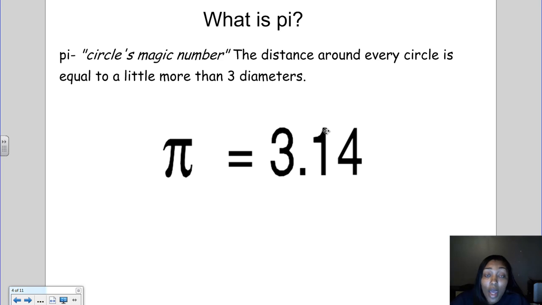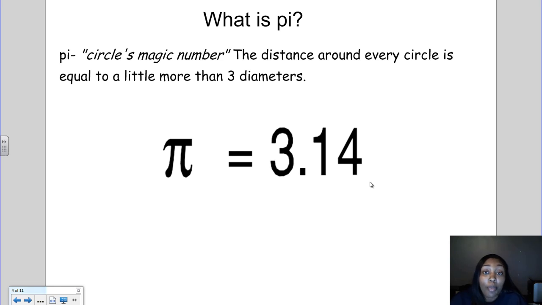So what is pi? Pi is circle's magic number, and when you guys were doing the investigation earlier, you figured out that if you take the diameter, it would actually take you 3 of those diameters and a little bit more to get all the way around the circle, and that's where this magic number comes from. And it doesn't matter how big or how small the circle is, you still end up with this number 3.14. So pi is called circle's magic number.